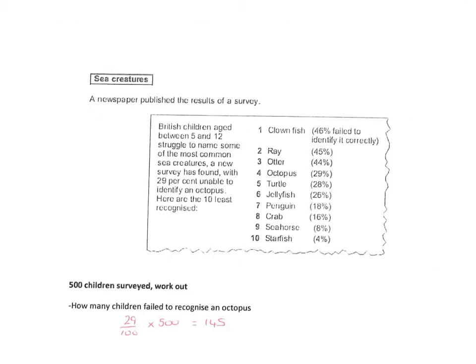In this question, you will often be asked questions to do with fractions and percentages and probability. So this is a survey showing what percentage of children did not recognise certain types of sea creatures. Let's imagine that this survey is out of 500 children. We might be asked to work out how many children did not identify an octopus. We know from the table that's 29%. So you would have to work out 29% of the survey total 500, which is this calculation. You would have to know this method to do it to get this answer.